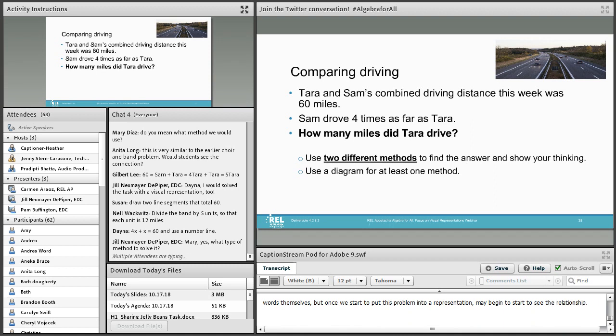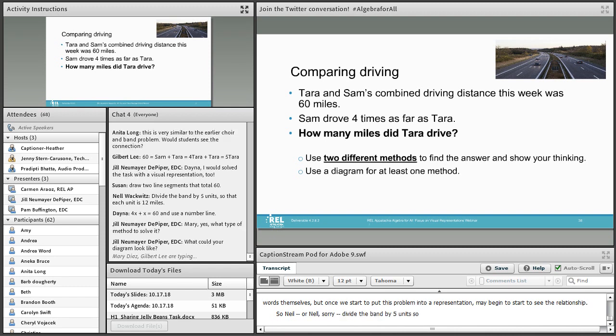So Nell says, divide the band by 5 units so that each unit is 12 miles. Where did the 5 come from? Similar to the example with the band and chorus, Sam drove 4 times as far as Tara. So the 5 comes out of that 4-to-1 relationship in the problem.